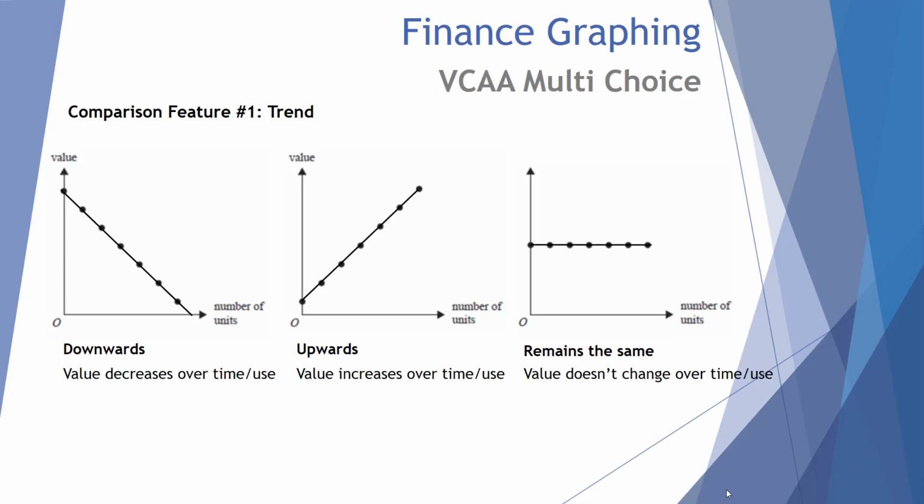First of all, you can look for the general trend, and these are pretty obvious. Are the values decreasing? Is there a downwards direction on the gradient? Are the values increasing over time? Is there an upwards trend? Or do they remain the same?